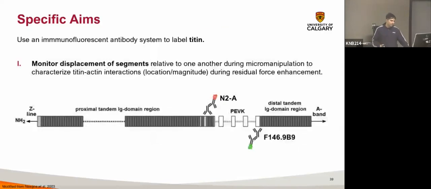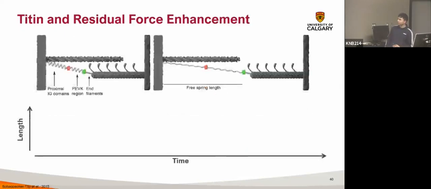We wanted to investigate this. So we wanted to measure this displacement of different segments relative to one another during our micromanipulation to characterize these titin-actin interactions that might be happening. We wanted to figure out where they're happening and how significant they are during residual force enhancement. So in the context of that, we had labels on the proximal and distal end of PEVK.